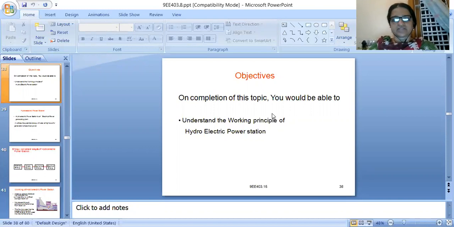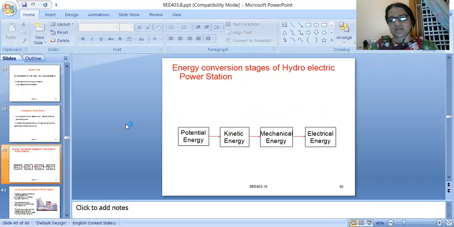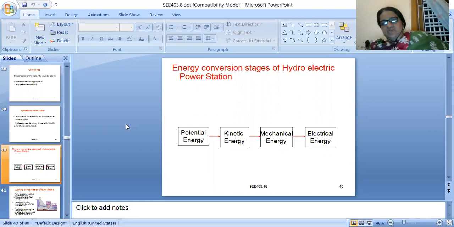Right, coming to the next slide. It utilizes the potential energy of water at high level for generation of electrical power. This is the block diagram. It is describing how the energy is transforming from one form to another form. We are not directly taking water, or doing something for water, so that we can generate electricity. We are only converting one form of energy to another form of energy. Let us see what energies are getting converted in between, and what is the input energy and what is the output energy. Let us study.